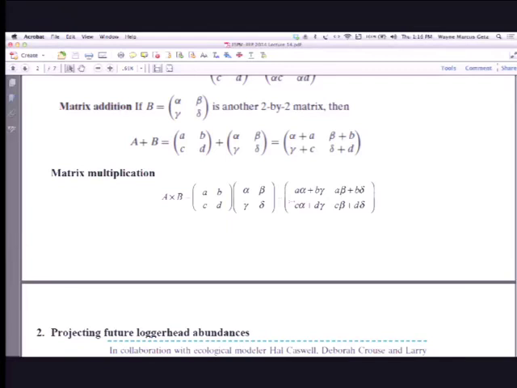And for the third one, I've got to take this row times the first column, this row times the second column. So this is the second row, first column: alpha C plus gamma D. And this is delta, this is D. And then second row, second column: beta C plus delta D.